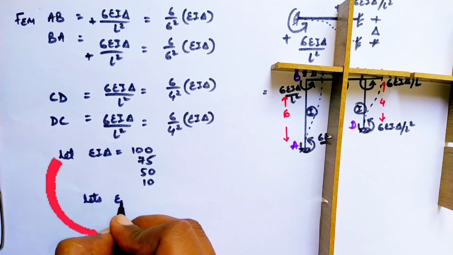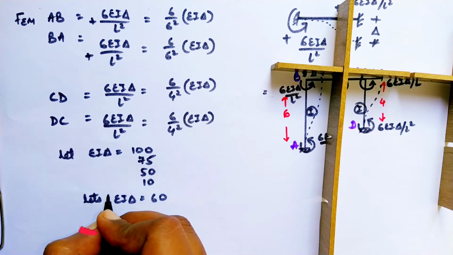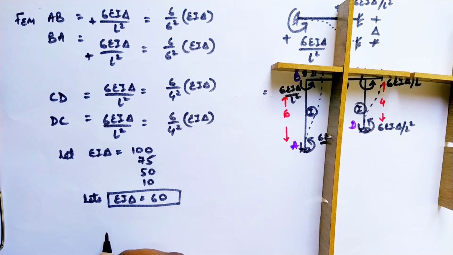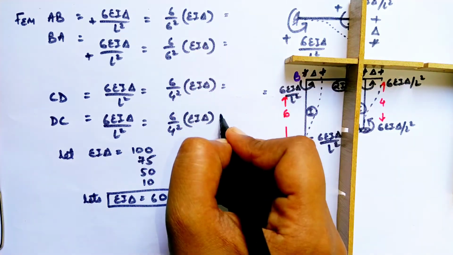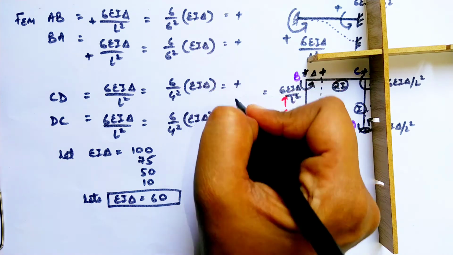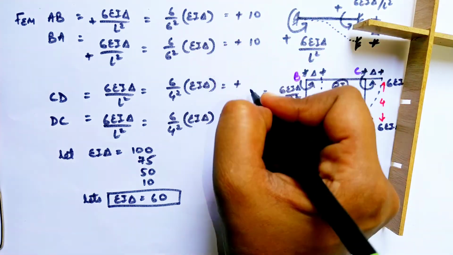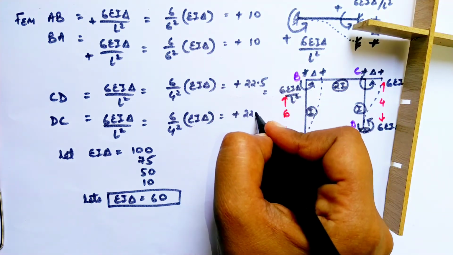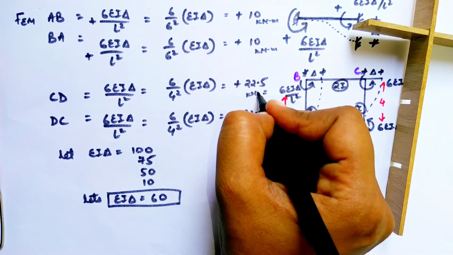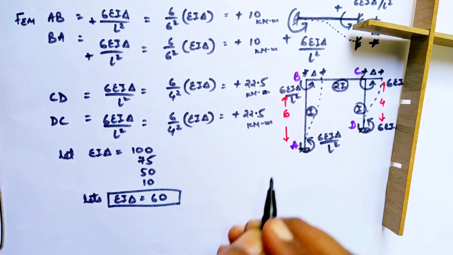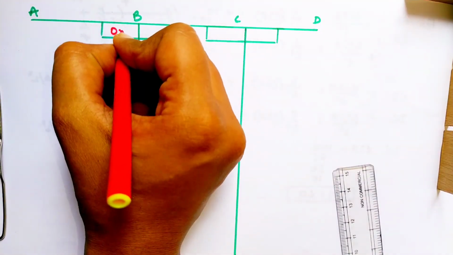In this question, I have taken EI delta as 60. So I am substituting this EI delta in the moments which are here and I am putting these values back into the table, and again we have to analyze it. So these are the moments which we are going to use. So again we have to make that table.